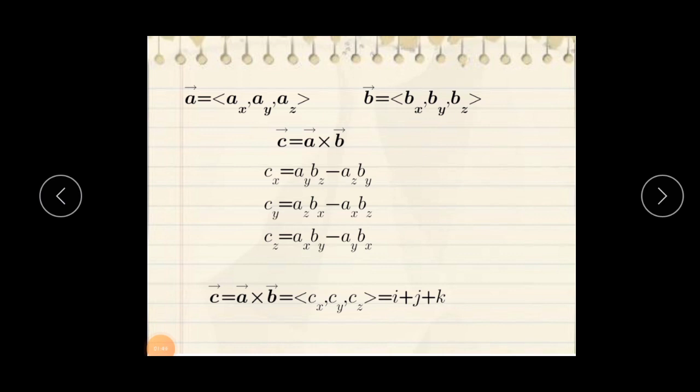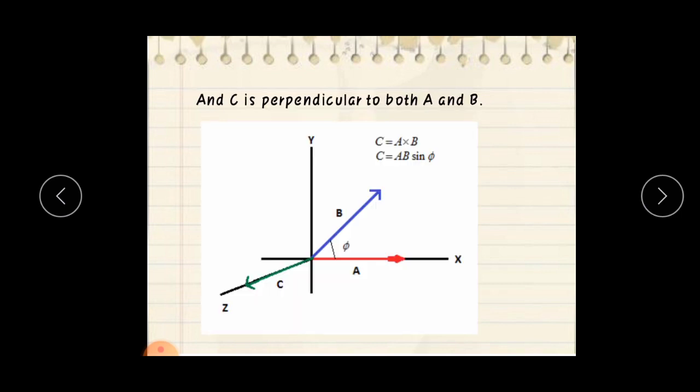And the vector C is equal to the vector product of A and B. So we have C sub x, C sub y, and C sub z, or i plus j plus k. These are the formulas that we need to use to get the vector C. Also remember that C is perpendicular to both A and B. As you can see in the graph, the vector C is perpendicular to both A and B.